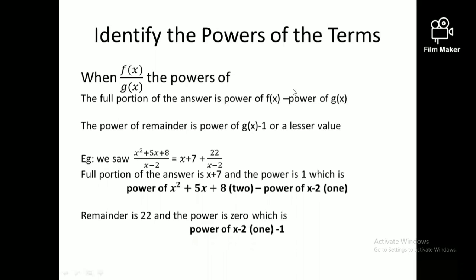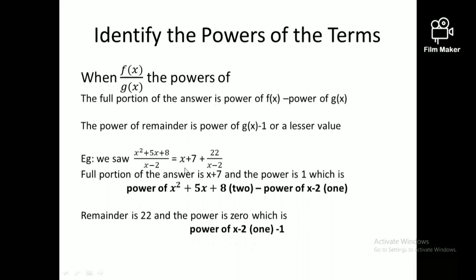The general concept is that the power of the complete portion of the answer is the power of the dividend minus the power of the divisor. That means if you divide f(x) by g(x), the power of the full portion tells us what the complete portion is. Here the complete portion is x plus 7. What is the power of this answer? The power is 1, because it's a linear equation.